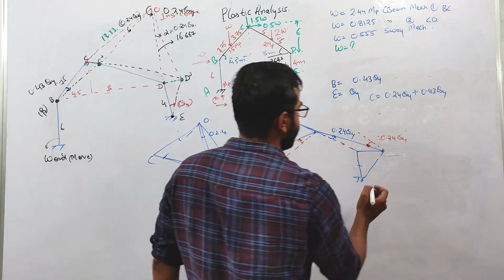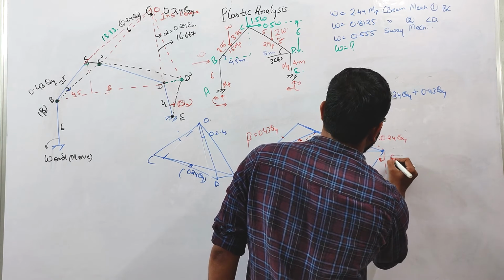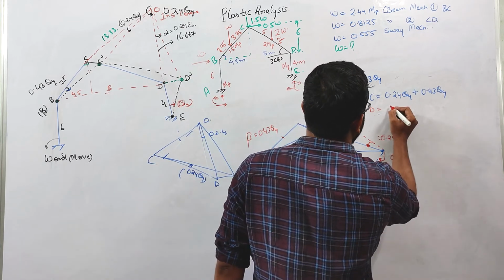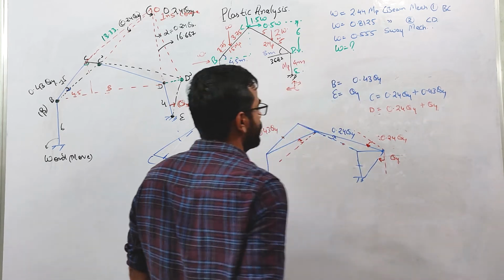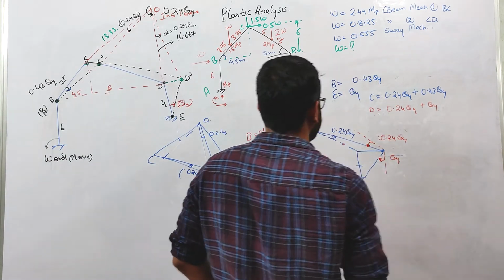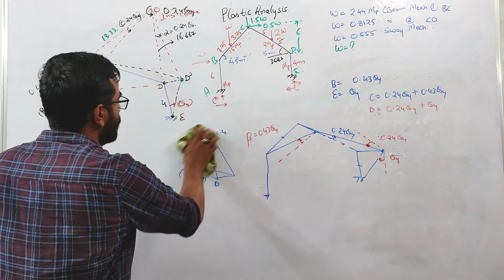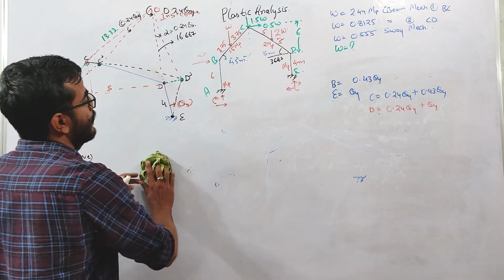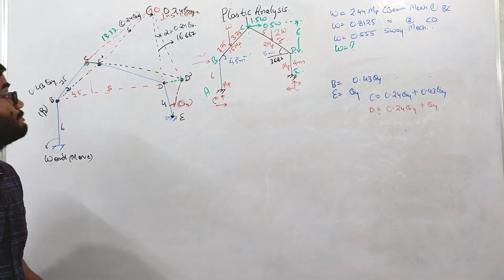Similarly, what about this rotation? This is theta 4. So at D, again, these two rotations are in opposite directions, so net rotation will be 0.24 theta 4 plus theta 4. And at E point, the rotation is theta 4, which we have already discussed. So this is how you are going to calculate the rotation at each joint. This is very, very important to understand.